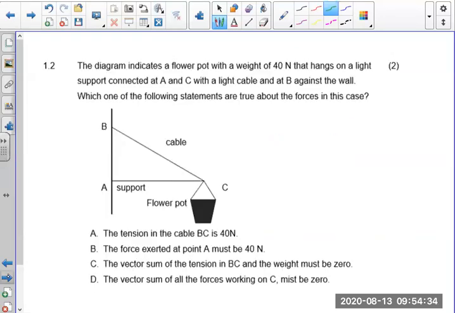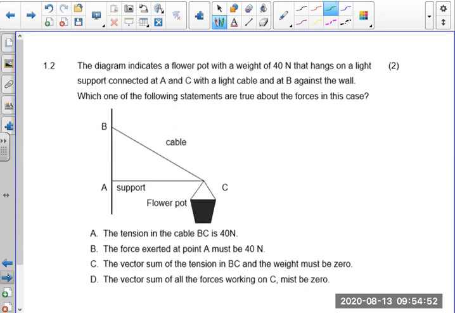Okay. 1.2, the diagram indicates a flower pot with a weight of 40 newtons that hang on a light string connected to A and a C with a light cable and B against the wall. Okay.